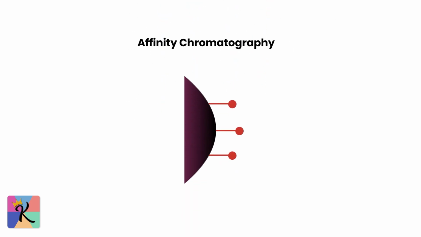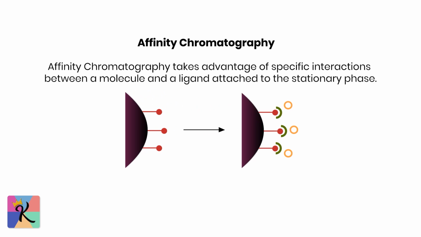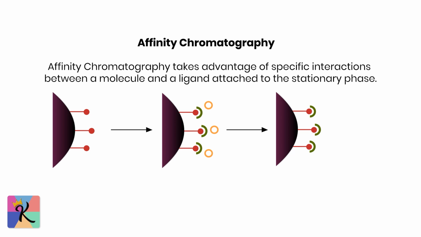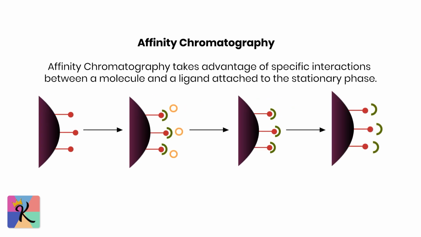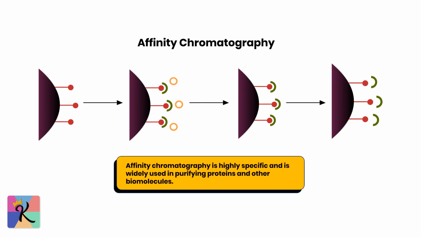Affinity chromatography takes advantage of specific interactions between a molecule and a ligand attached to the stationary phase. For example, a column can be designed with antibodies that bind to a particular protein. After the protein is retained, it can be eluted by adding a solution with a higher affinity ligand.